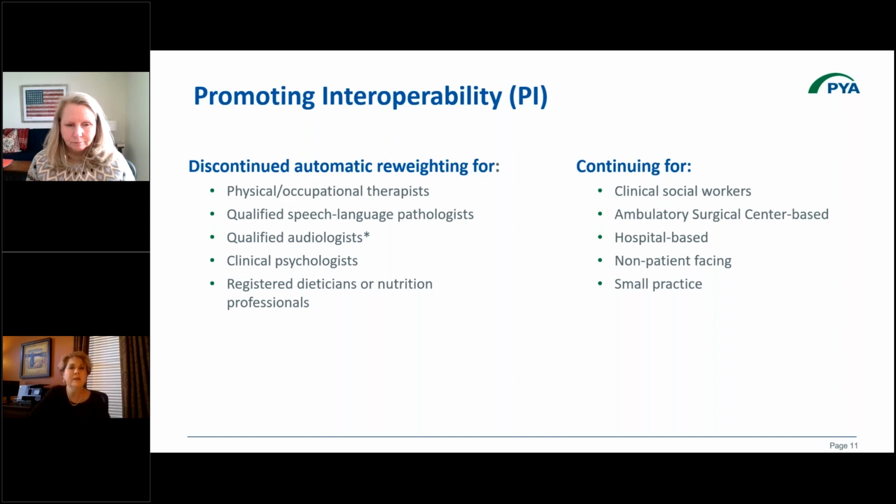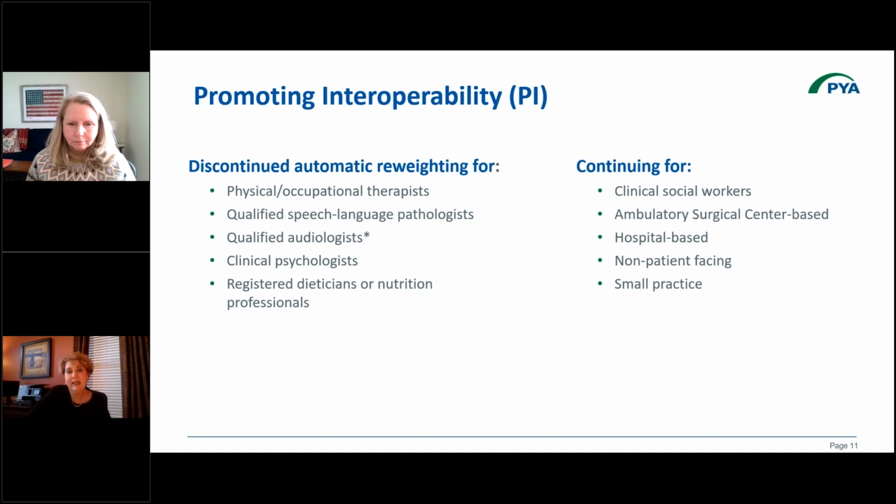I put an asterisk here beside the qualified audiologist. When you look at some of the summary documents, and CMS is comparing 2023 and 2024, they failed to include audiology in the list. But if you read it in the inverse, they clearly state that the only provider type that they will carry automatic reweighting forward for will be clinical social workers that you see over on the right.